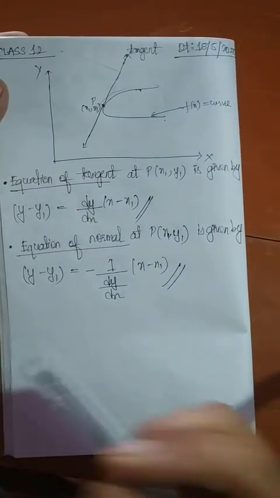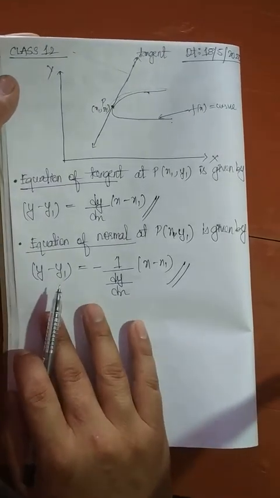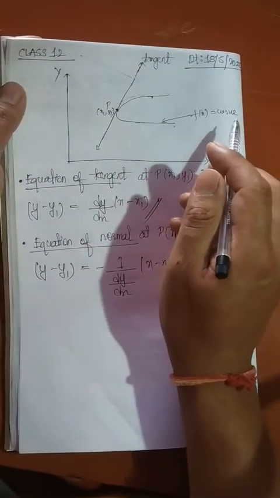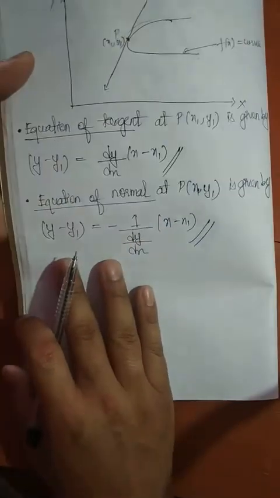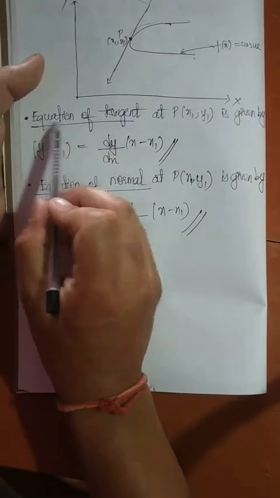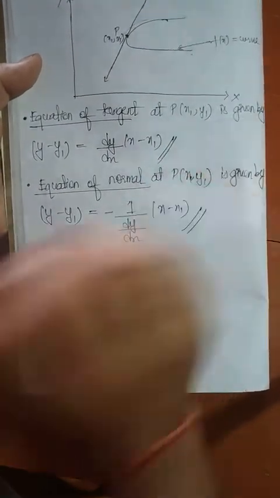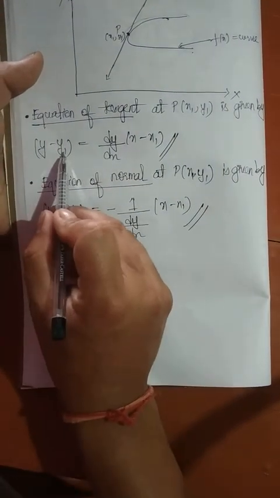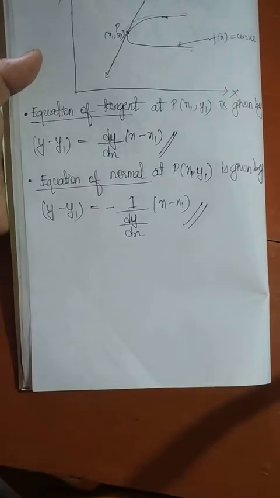So the equation of a tangent will be similar to the equation of a straight line, and we have done in class 10 how to find the equation of a straight line. The equation of a straight line having slope m is y minus y1 equals m times x minus x1. We now start with the formula for the equation of tangent at point P, coordinates x1 comma y1. It is given by the same formula: y minus y1 equals dy by dx times x minus x1. dy by dx is the slope, so just the value for slope has changed.